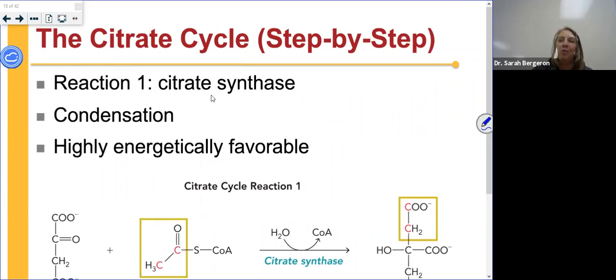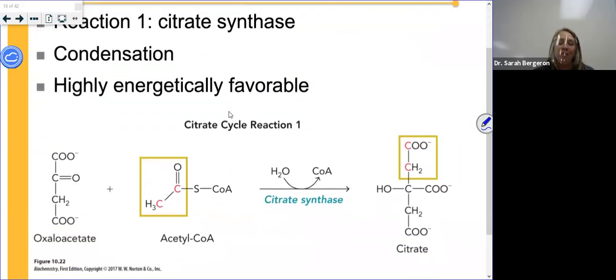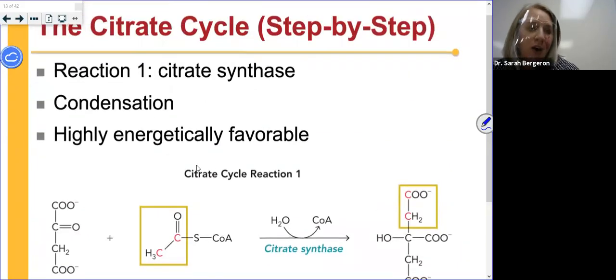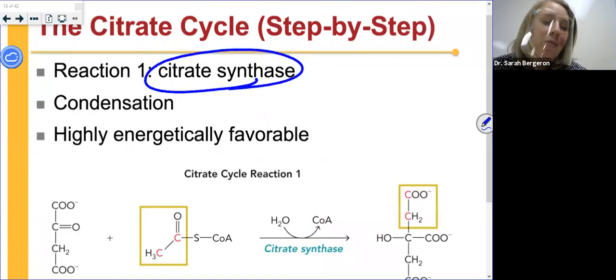All right, so reaction 1 is citrate synthase. What are we going to do? Don't even look at the reaction. Look at the word. We're going to make citrate. Y'all are awesome. And that's why we call it the citrate cycle, because this is our first product. So it's actually a condensation reaction, and it's very, very favorable, right? So because it's very favorable, we're going to call it irreversible.